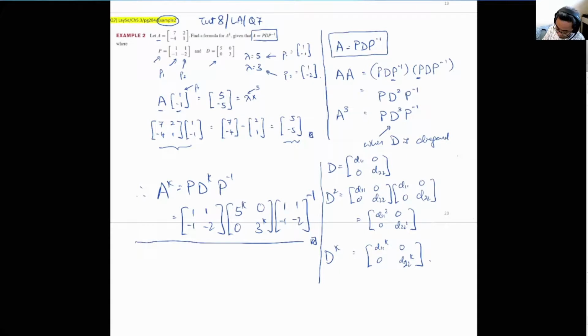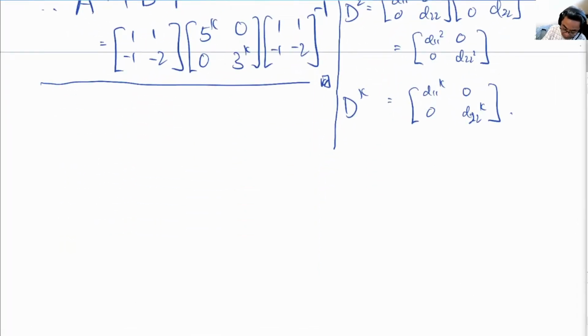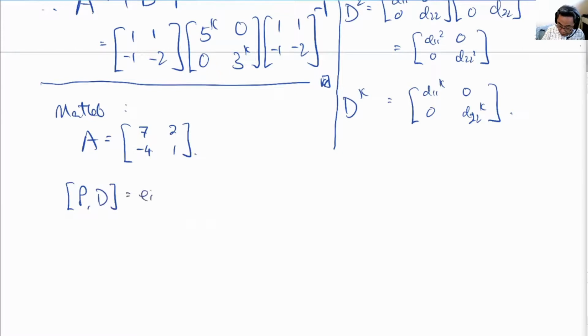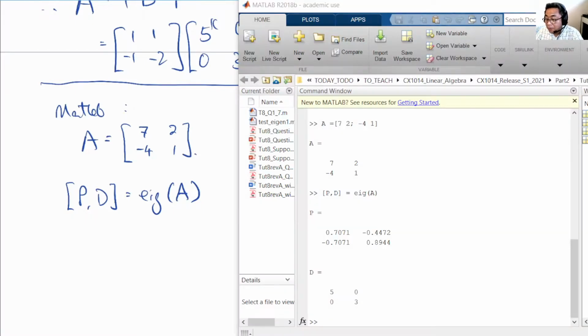Maybe we stop for a while and we try the MATLAB version of things. So in MATLAB, I want to show you that if A is equal to this matrix, which is [7, -4; 2, 1], and then I get P and D from the eigen decomposition of A. Let us see what P and D are. So I've typed A equals this matrix, [7, -4; 2, 1]. I type [P, D] = eig(A), and we get P equals this.